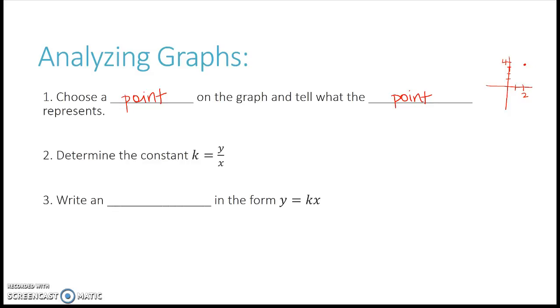Okay, then you're going to determine the constant. So k equals y over x. And then you'll write an equation in the form of y equals kx. So like this situation, my point is at 2, right? X value first, 4. So I would take 4 over 2 is 2. So same thing we've been doing, we're just doing it in a different order.